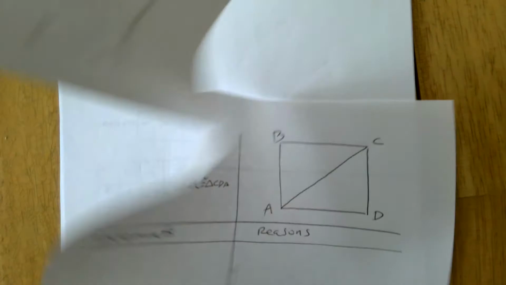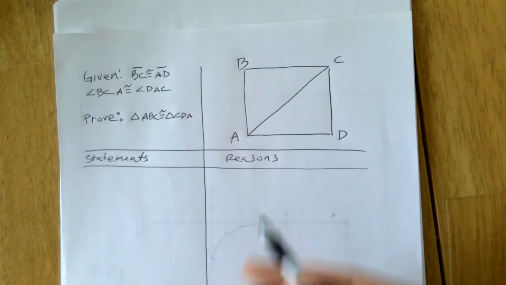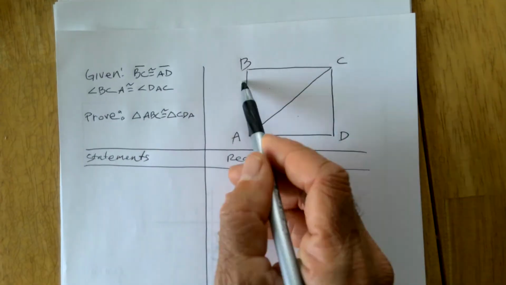I'll give you a couple of examples. Here's an example right here. So notice we have a rectangle.